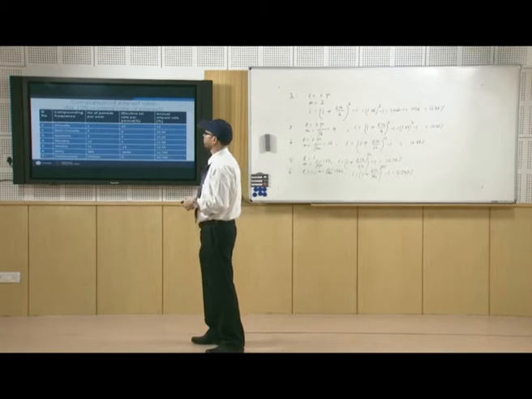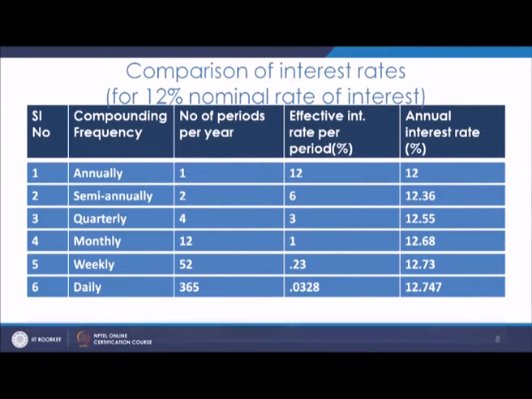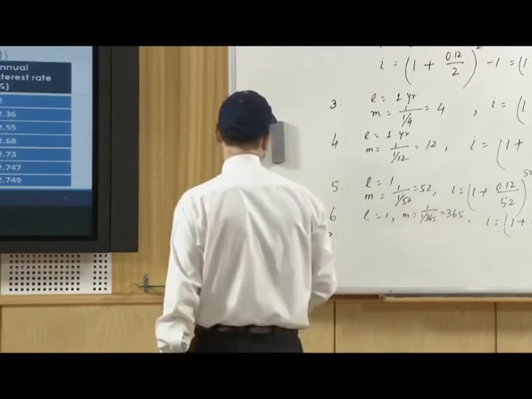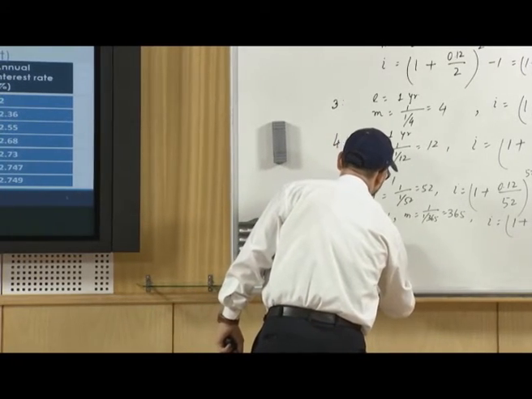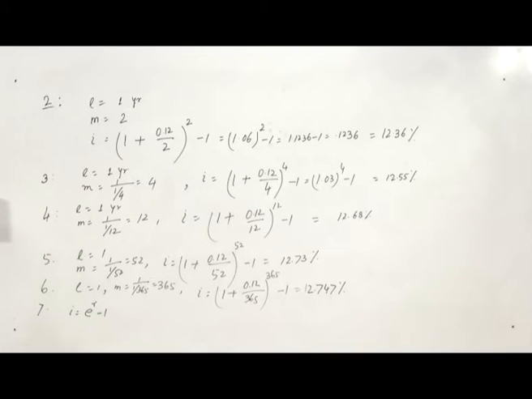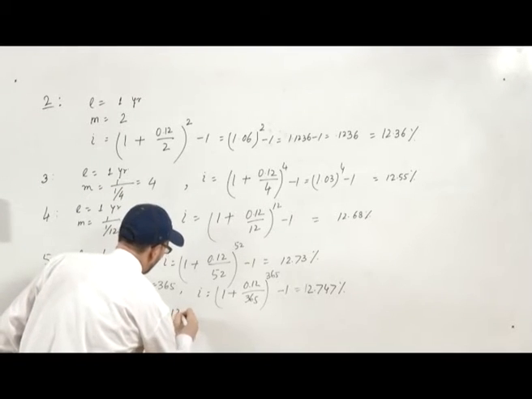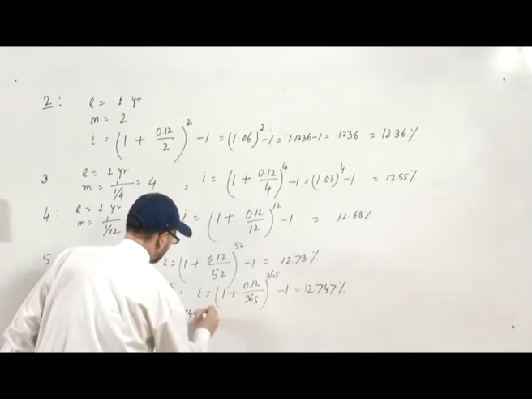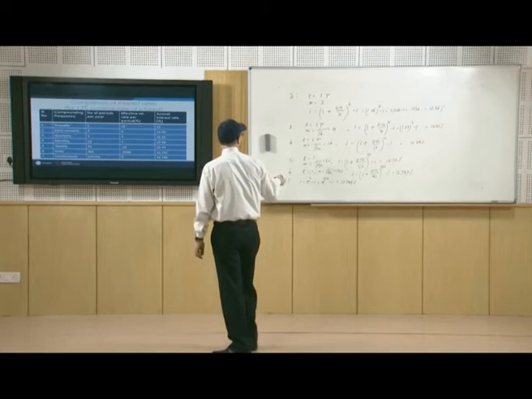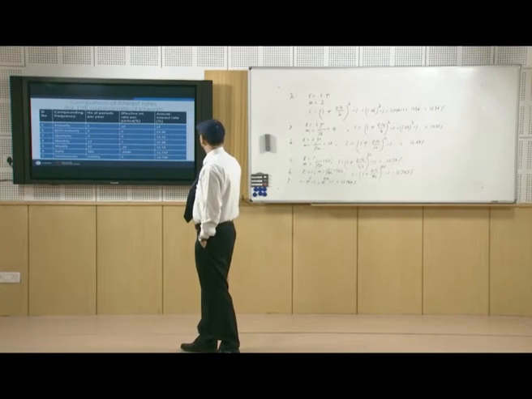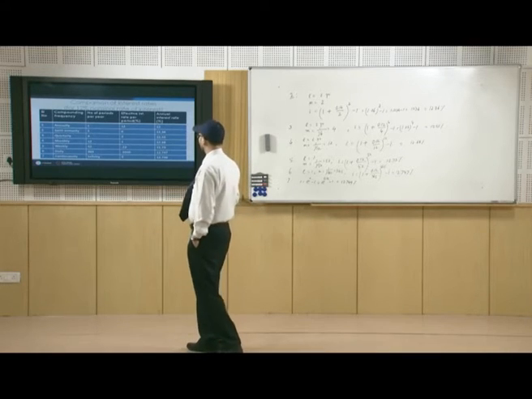Now, if you go for continuous basis, since we are doing the annual effective interest rate, we know that the formula is I equal to e raised to the power r minus 1. So, exponential of 0.12 minus 1, and this comes out to be 12.749%. So, we have shown how you can calculate the different values of effective interest rate, and how annually the effective interest rate changes when the compounding frequency changes. So, this we can practice.